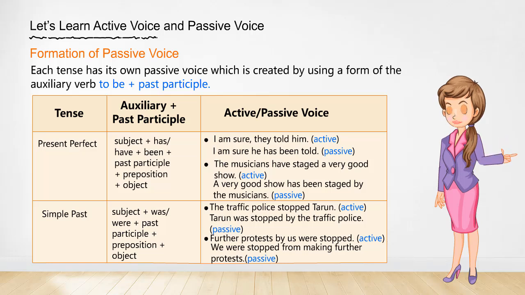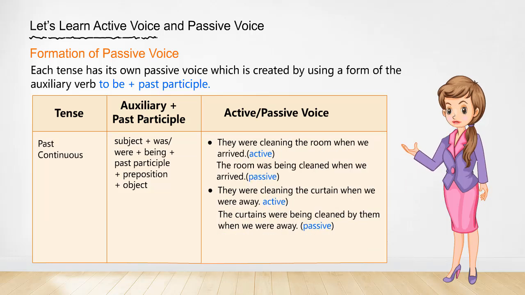Passive. Further protests by us were stopped. Active. We were stopped from making further protests. Passive. Past continuous. Subject plus was, were plus being plus past participle plus preposition plus object. They were cleaning the room when we arrived. Active. The room was being cleaned when we arrived.